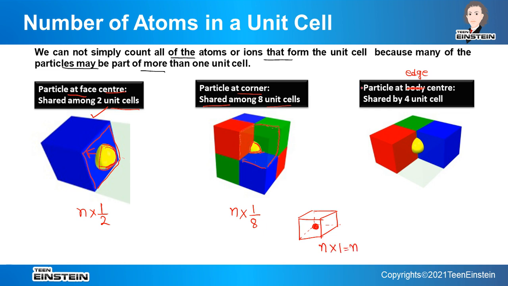Okay, now if the particle is at edge center, so this is the edge, and here we have 3 unit cells, red, green and blue, and this portion is vacant, but another unit cell is actually present here that is not shown, so that we can understand that the contribution of this edge center particle for one unit cell will be 1/4. So if the total number of edge center particles is n, its contribution for one unit cell will be n into 1 by 4.